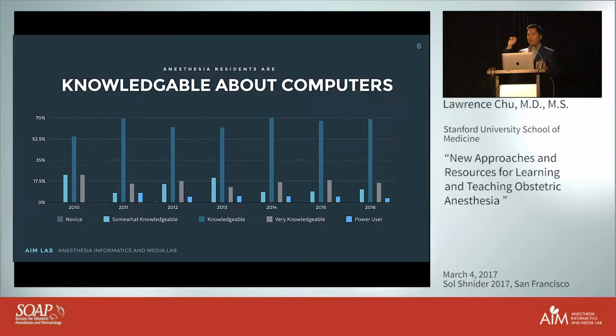So you can see, for the last 7 years, that hasn't changed. Majority classify themselves as knowledgeable, very knowledgeable, or power users. They will be able to boot up your computer. Some of them can set up Linux. They'll be able to do a lot of things for you. But you know that. I don't have to tell you that. The data shows that. They're knowledgeable about computers.